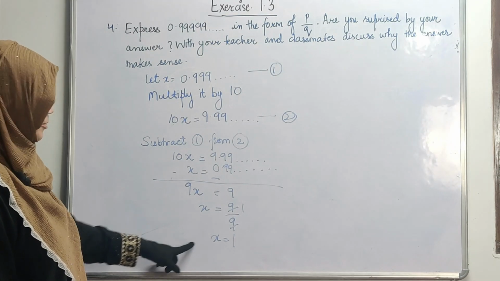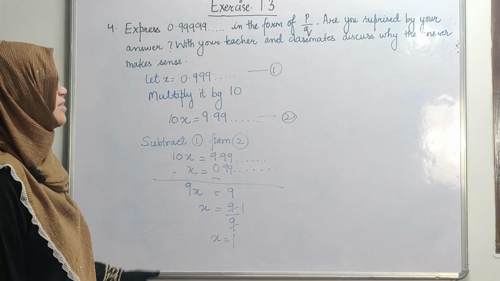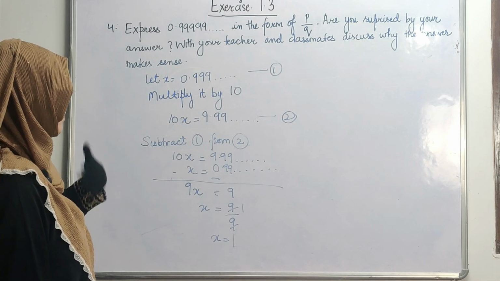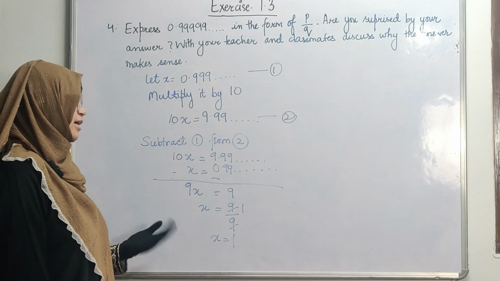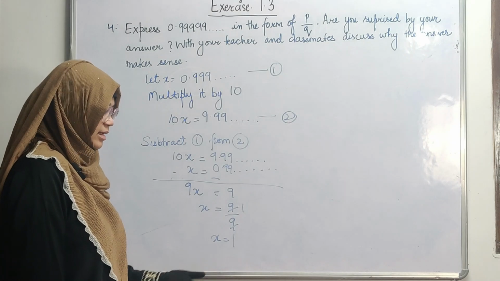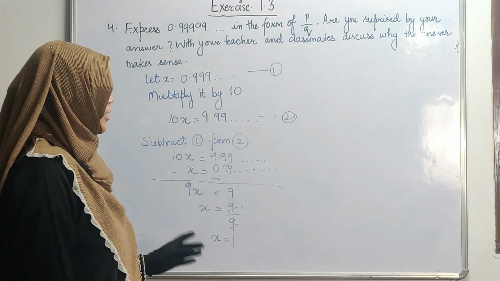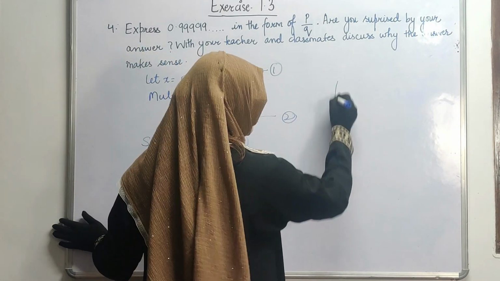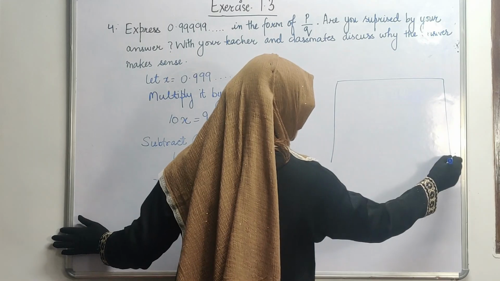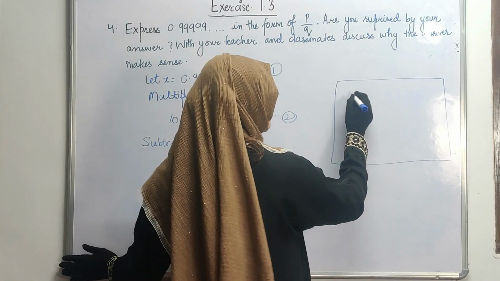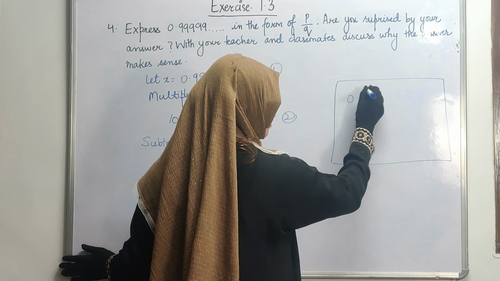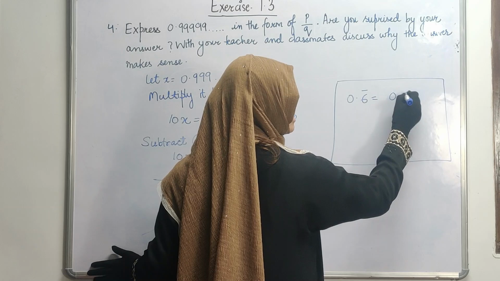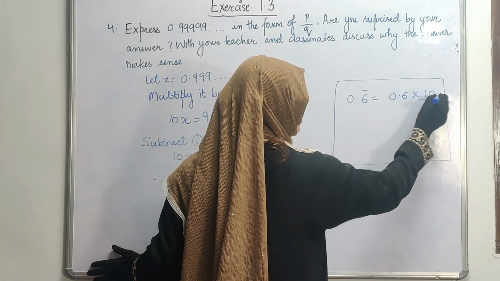Okay. Are you surprised with the answer? Yes. We are surprised because it is not in the form of 3 upon 5, 4 upon 5 जिसमें हमें कोई decimal निकालना पड़े. It is simply equals to 1. And with the help of this example, you can directly find your answer. Let's see. Make a box here for the important ones. If we have 0.6 bar, how can you solve directly? You can solve directly by 0.6 multiplied by 10 divided by 9.